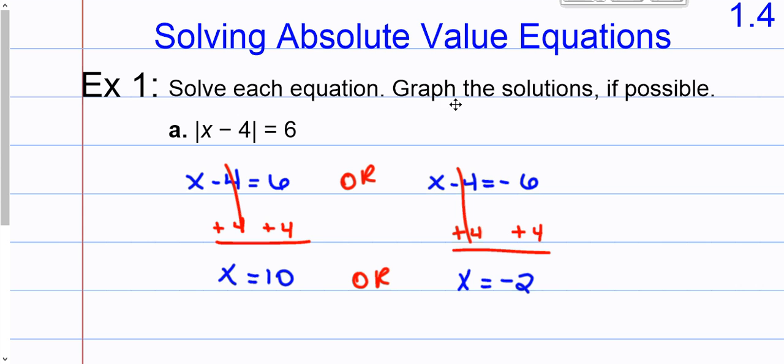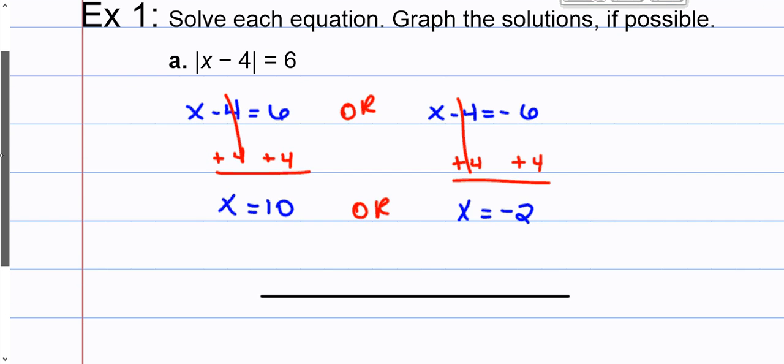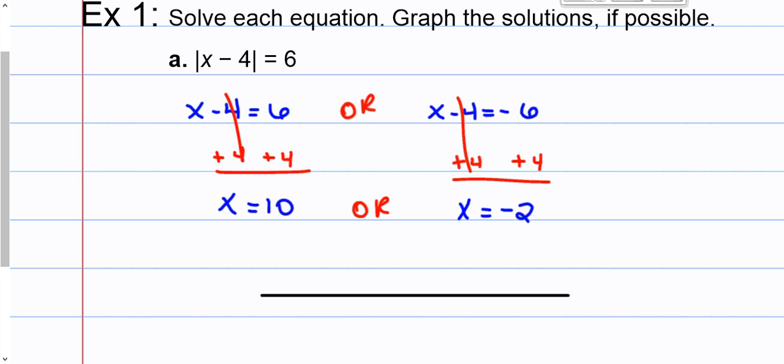Now, when it says graph the solutions if possible, well, it is possible to graph these solutions, and we're just going to graph them on a number line. So here's our number line here. What is the smaller of the two numbers? Well, if I've got a positive 10 and I've got a negative 2, then negative 2 is the smaller of the two numbers, so it's going to go on the left. The positive 10 is the larger of the two numbers. It's going to go on the right.